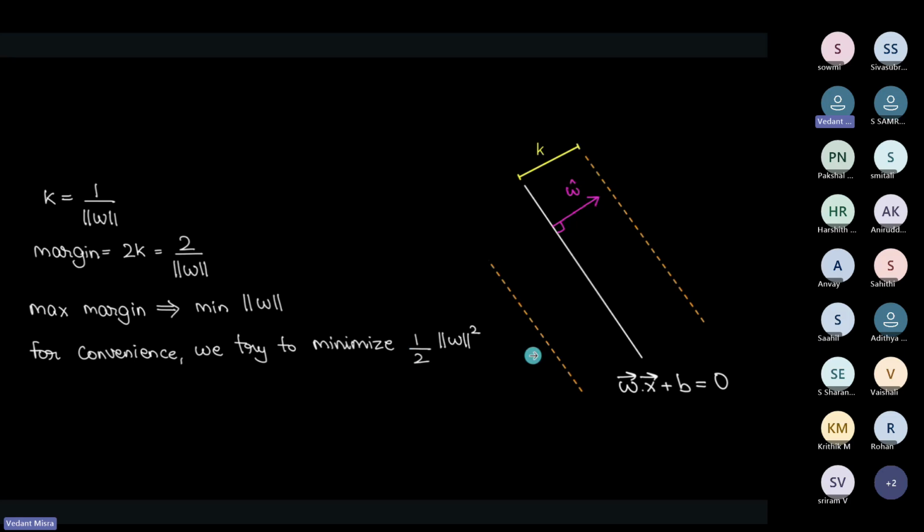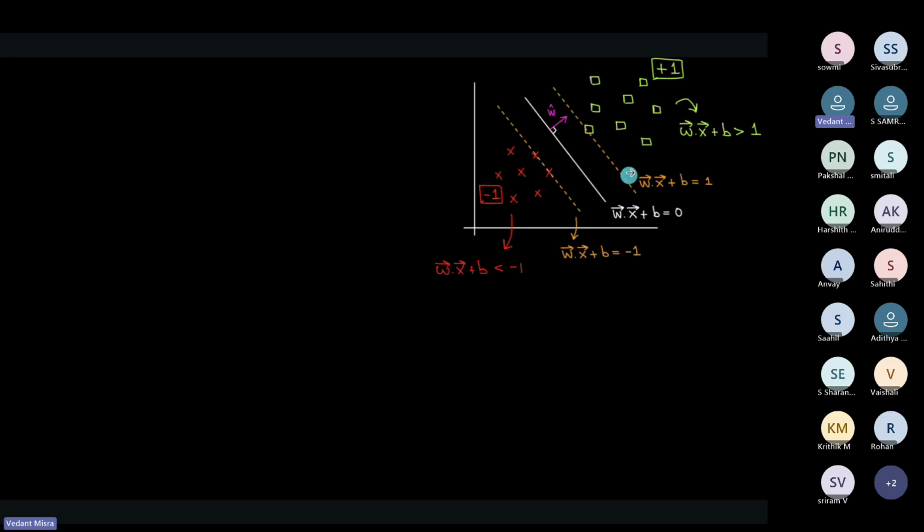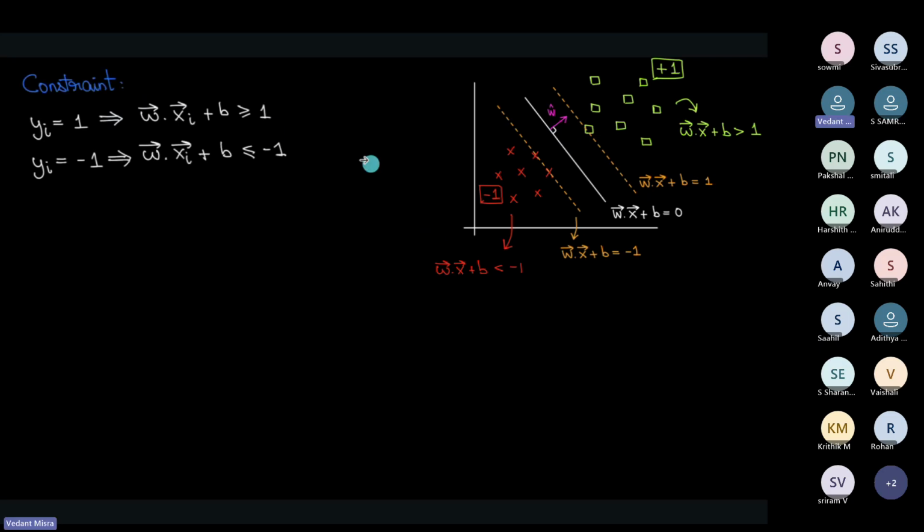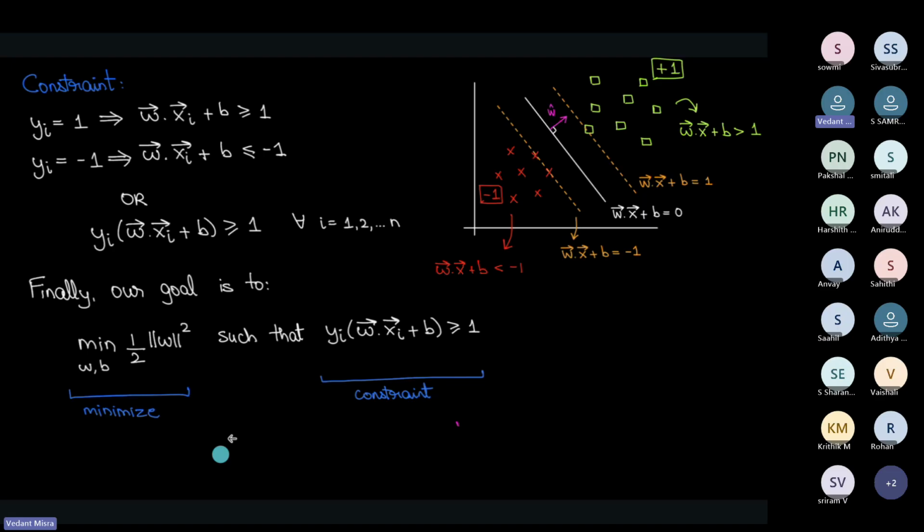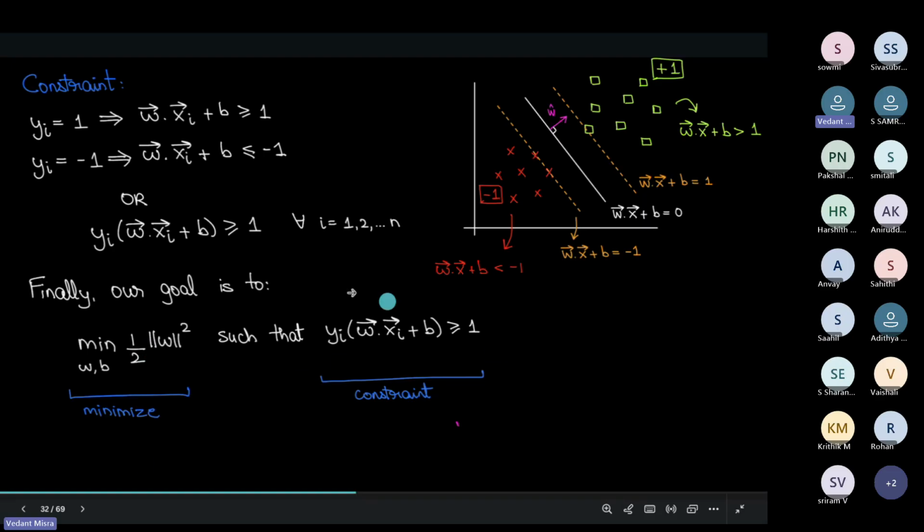Now, we can't just blindly do this. We need to set some constraints. And the constraints that we set are, we want to classify all the points correctly. So if you notice here, the score is always greater than or equal to 1 when the target is 1, and the score is always less than or equal to -1 when the target is -1. These are two constraint equations, which we can combine by just multiplying, and it becomes one simple thing. So now this is our constraint. Our final goal becomes to minimize this entire thing given this constraint.